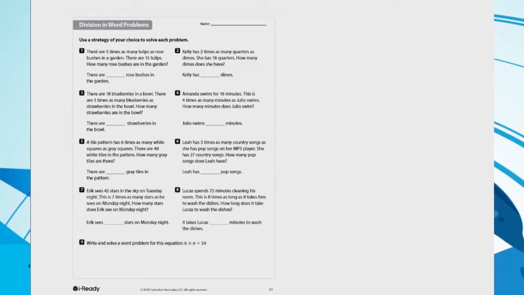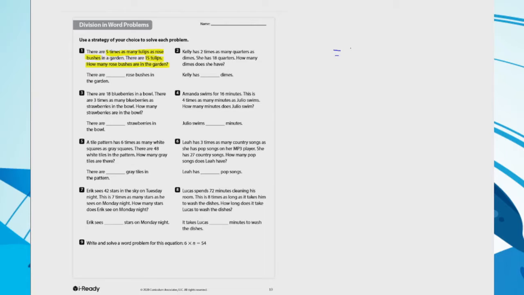There are 5 times as many tulips as rose bushes in a garden. There are 15 tulips. How many rose bushes are in the garden? So, just like with last week, we need to identify the important information and extract that from the problem to set up an equation to find out the answer that we're being asked. So, we know that there's 5 times as many tulips as rose bushes. And we also know that there's 15 tulips total. So the question is asking us how many rose bushes are in the garden. So let's go ahead and set up this information as an equation that we can solve.